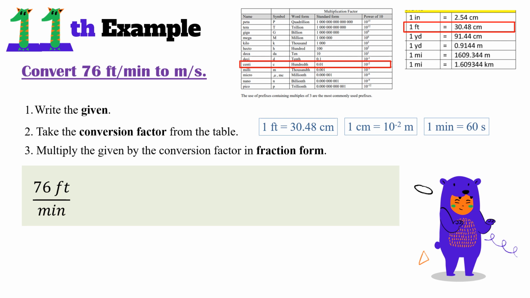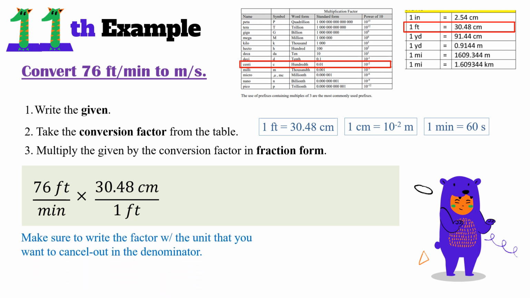So multiply the given by the conversion factor in fraction form. First, we will convert your feet to meters, and then we'll proceed with your minutes into seconds. So 76 feet over minutes times 30.48 centimeter over 1 feet. So that's your first conversion factor. Again, you write the factor with the unit that you want to cancel out in the denominator. So in this case, we want to cancel out the feet. Feet will cancel out and you will be left with centimeter.